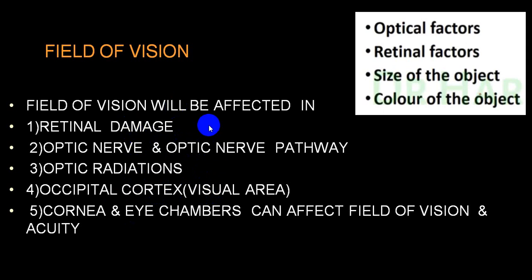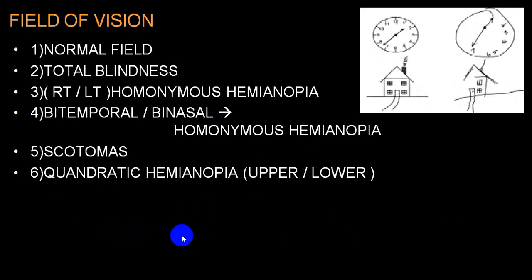Also, as we have mentioned before, it will be affected by the cornea and aqueous humor: any defect in the shape of the cornea, corneal opacity, corneal ulcer, any pathology of the cornea, or anything in the anterior chamber, say collection of blood (hyphema), pus collection or foreign body, lens, dislocated lens, then ectopia lentis. Any one of those can also affect your field of vision. So the cornea and eye chambers can affect the field of vision as well as acuity.